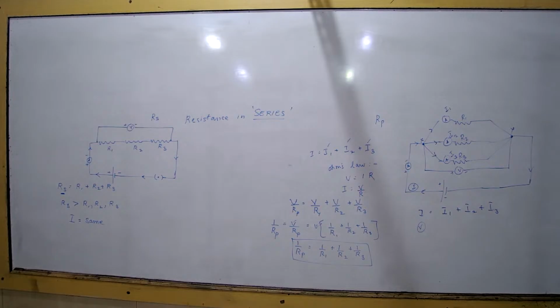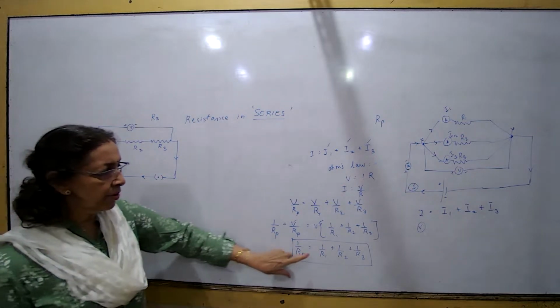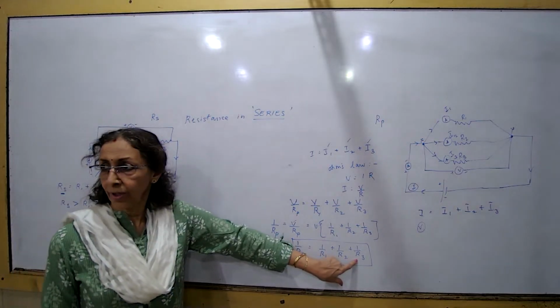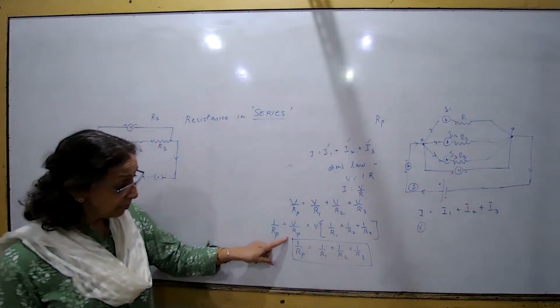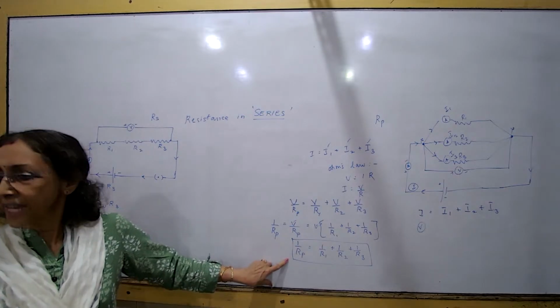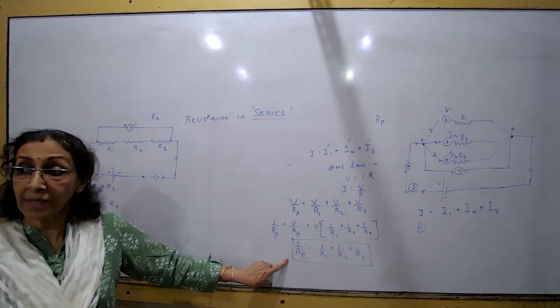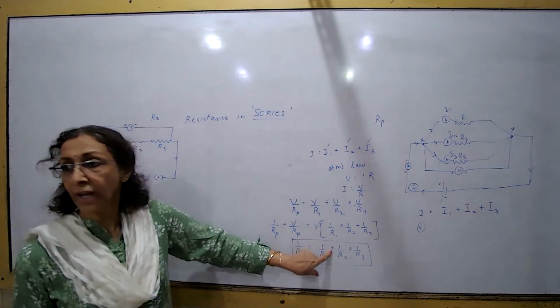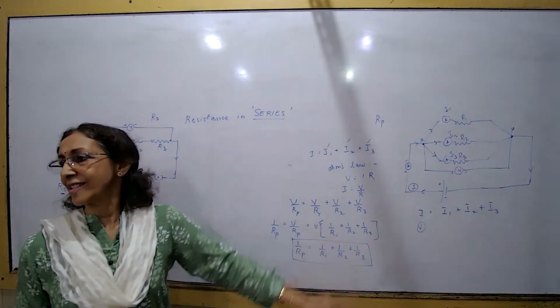Do we understand? Can I write RP is equal to R1 plus R2 plus R3? No, we cannot write that. The reciprocal of the resistance in parallel, or the equivalent resistance, is equal to the sum of the reciprocals of the individual resistances.